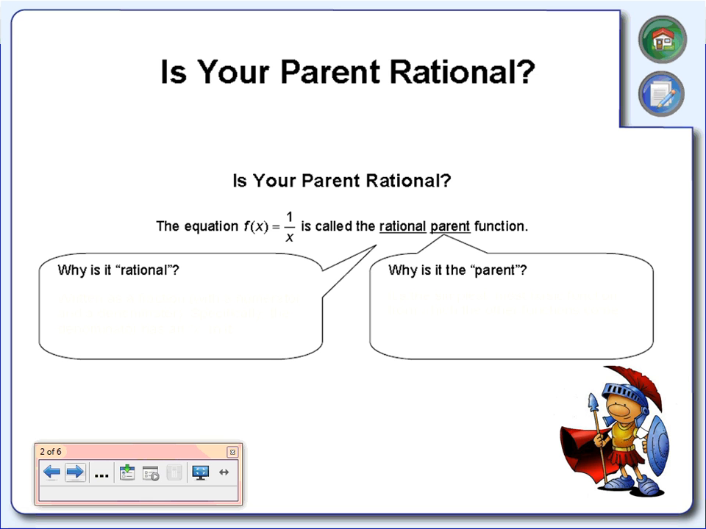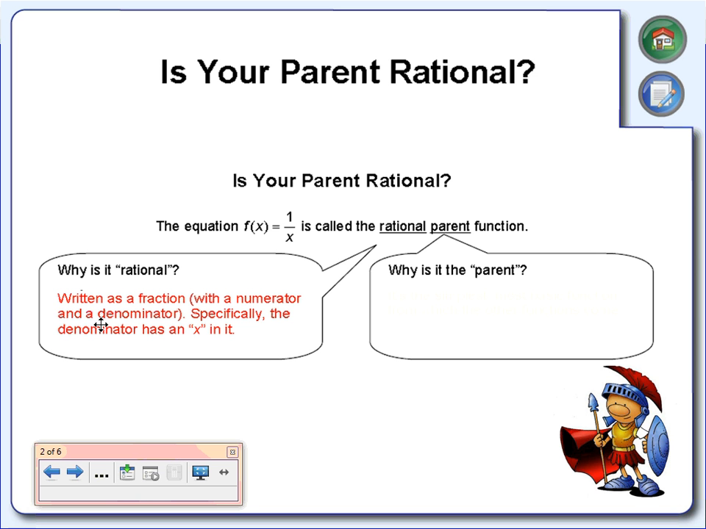This is called a rational parent function. The question is why? Why do we call it rational, and why do we call it the parent? Well, let's take the rational part first. Why is 1 over x called rational? If we go back and think to what a rational number is, a fraction. It's the same idea here. Rational refers to a fraction. So the reason we're calling this rational is because it's written as a fraction.